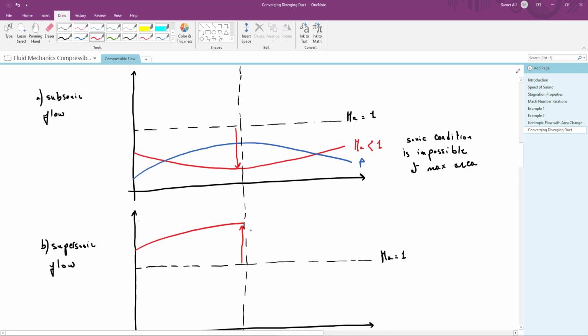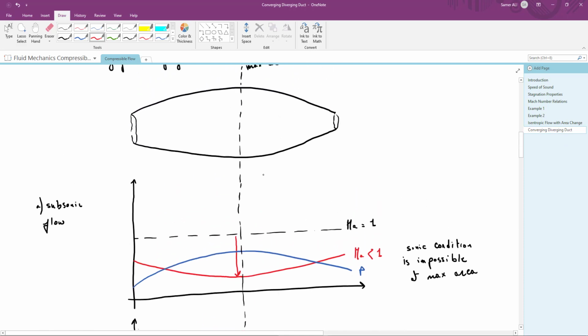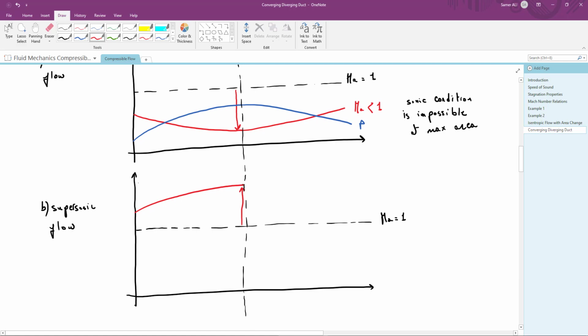Now, the flow will stay supersonic. So the converging part here will act as a diffuser for supersonic flow. So the Mach number will decrease in this converging section. Now for the pressure distribution, we will have a pressure that will decrease to reach a minimum value at the maximum area location, then it will increase again in the converging section. So this is the pressure distribution. And also here, the important conclusion is that the sonic condition is also impossible.